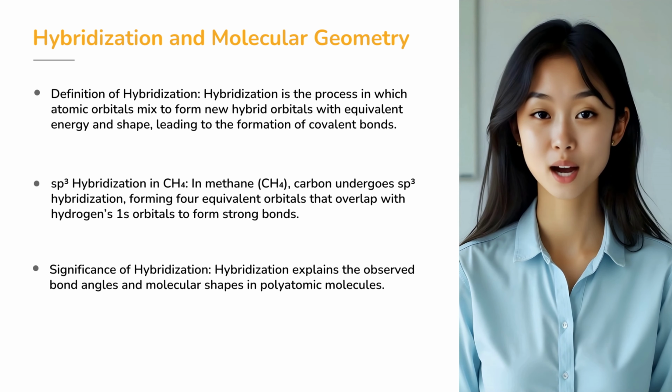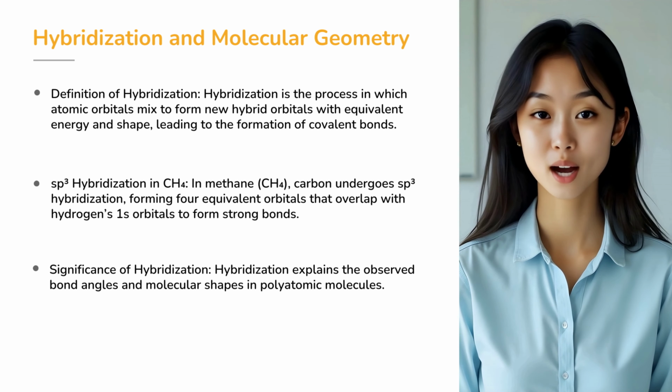The 4 sp3 hybrid orbitals of carbon arrange themselves as far apart as possible, resulting in bond angles of 109.5 degrees. The concept of hybridization is critical not just for methane, but also for other molecules like ammonia, NH3, and water, H2O. So, hybridization is what allows atoms to form bonds in specific, predictable geometries. Without it, we wouldn't be able to explain the shapes of molecules like CH4, NH3, or H2O.